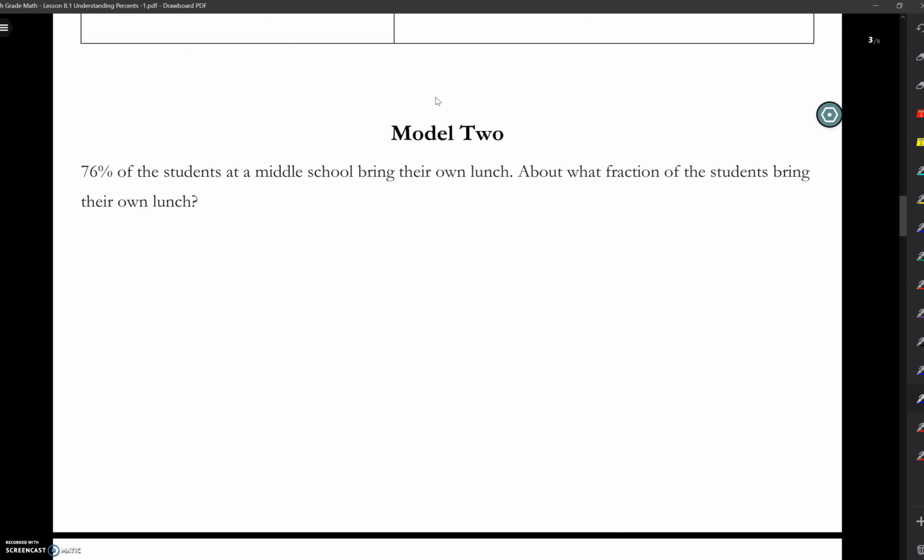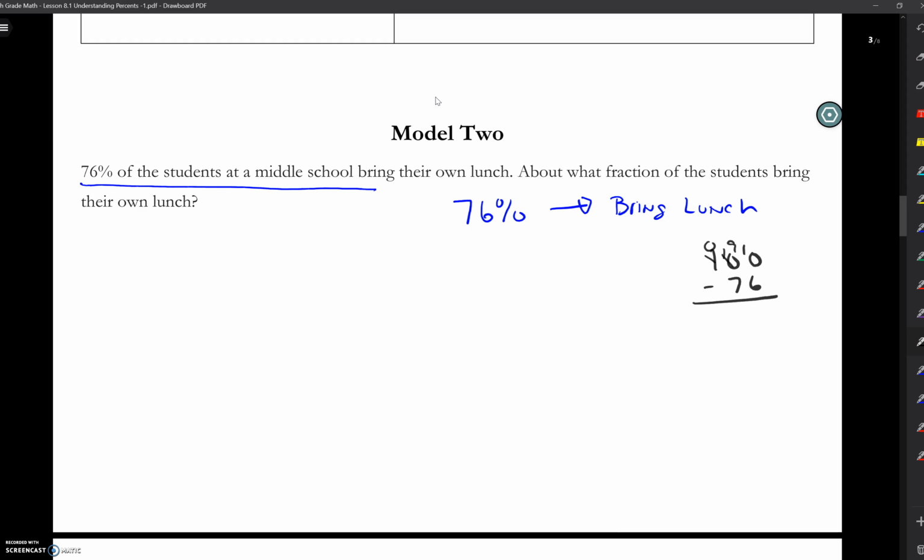Okay, it says 76% of students at the middle school bring their own lunch. So 76% bring lunch. Which means if I was to take this, and there's 100% of students, so if I did 100 minus 76, that means 24% do not bring their lunch. Okay, but we'll talk about that later.